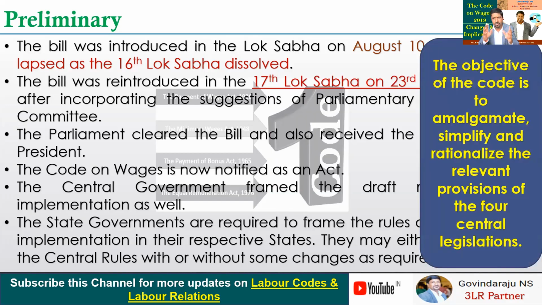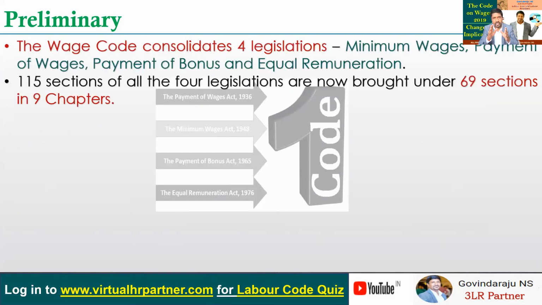Now let's look into the objective of the code. The objective is to amalgamate, simplify and rationalize the relevant provisions of four central legislations. As I said, the Wage Code consolidates four important legislations on the payment of wages: the Minimum Wages Act 1948, the Payment of Wages Act 1936, the Payment of Bonus Act 1965, and the Equal Remuneration Act 1976. The 115 sections of these four legislations are now brought under 69 sections in 9 chapters.